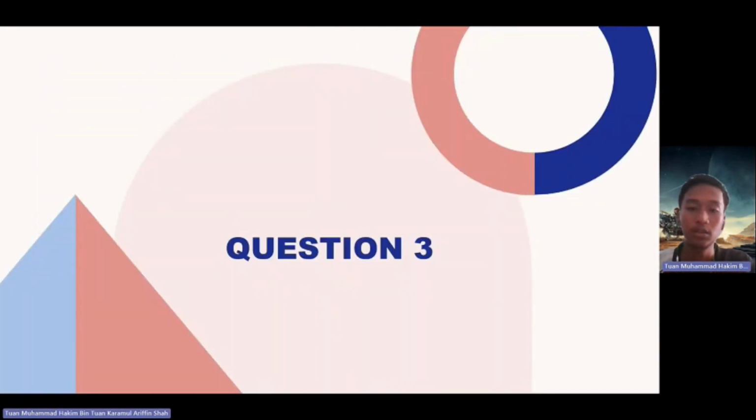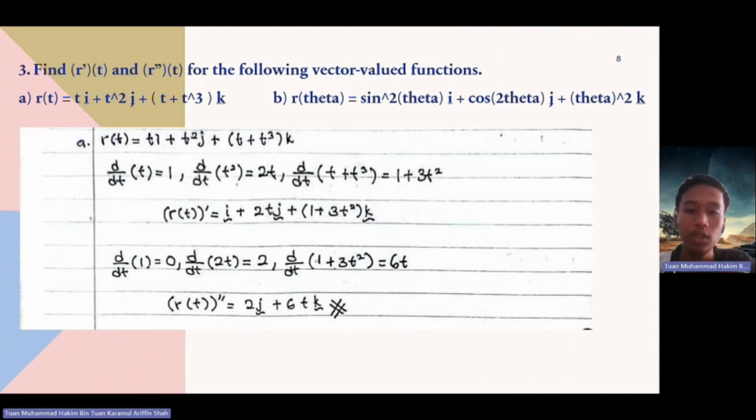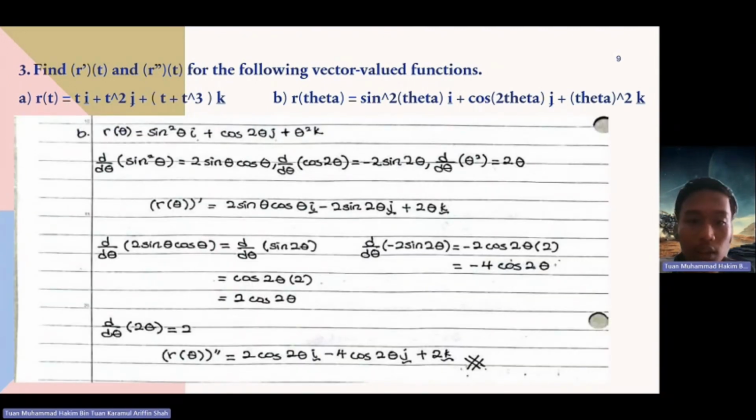Okay, for question 3, question 3A, we need to differentiate i, j, k for each side. I will show you that we differentiate each side, and this is the derivative we got. Then the question also says that we need to differentiate again, and we use the first derivative. Then we get the answer for question 3B. This is also the same as question 3A: differentiate i, j, k, and next we need to find the second derivative for arc theta.